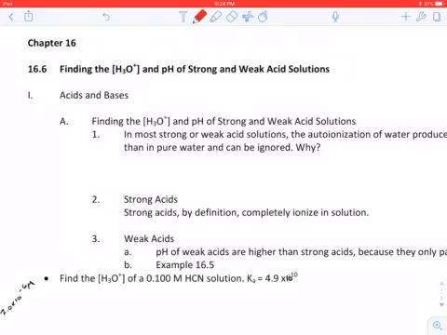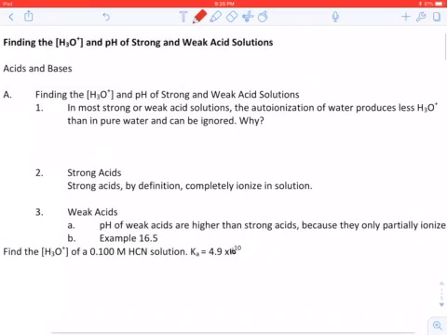This is 16.6. We're finding the hydronium ion concentration and pH of both strong and weak acid solutions. We've been doing quite a bit of work with strong acid solutions, so we're not going to spend a ton of time with that. We're going to actually skip some of those. So if we jump right in, it says finding the H3O+ concentration and pH of strong and weak acid solutions.